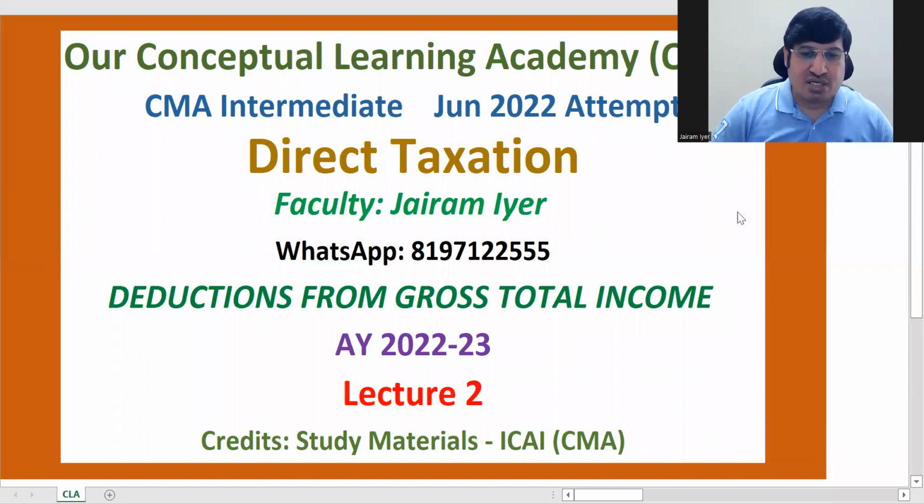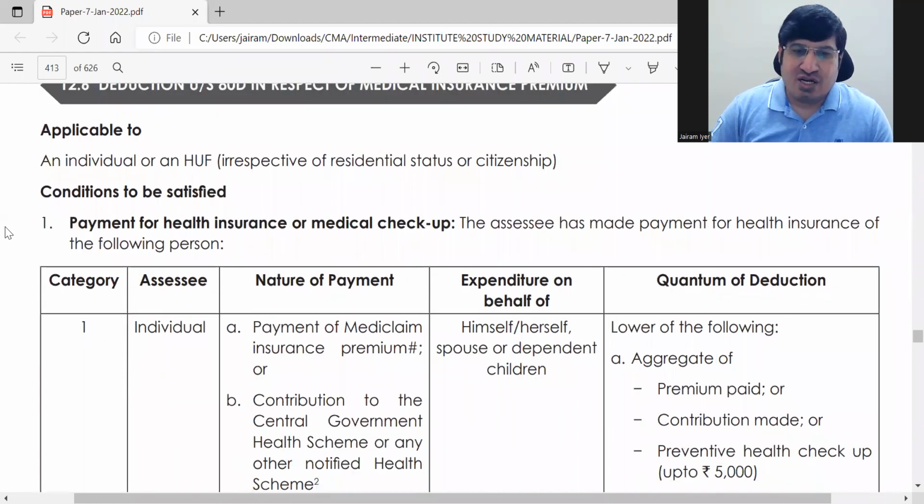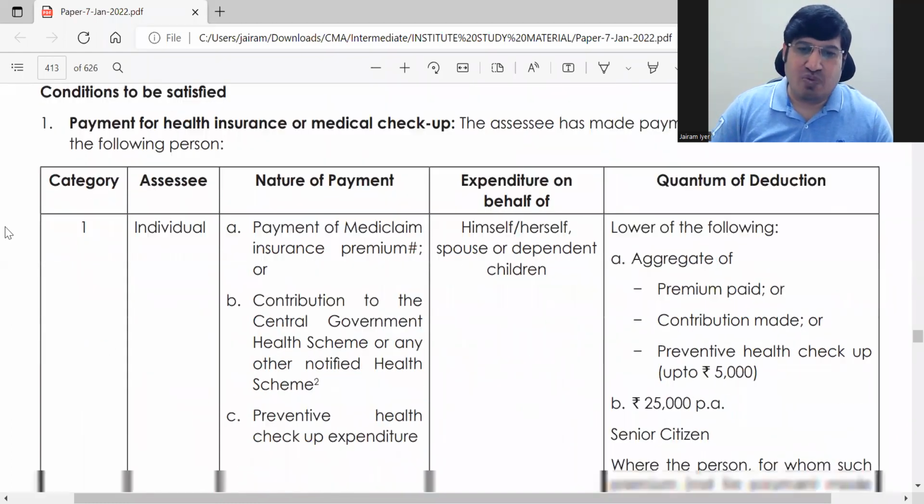Okay, so this is lecture 2 of deductions from gross total income for CMA Intermediate June 2022 attempt. ठीक है, lecture 2 है, आपको study material में लेके जा रहा हूँ. So we've already finished lecture 1 and we had completed till 80D. ठीक है, deduction in respect of medical insurance premium. We had completed the theory of it. ठीक है, और हमको we had to do problems.